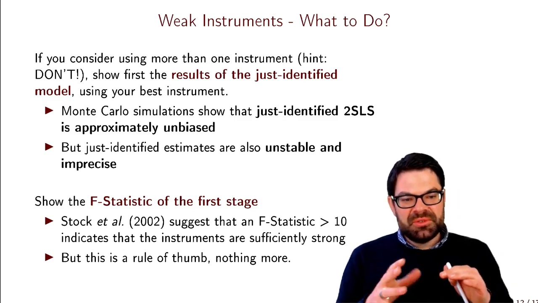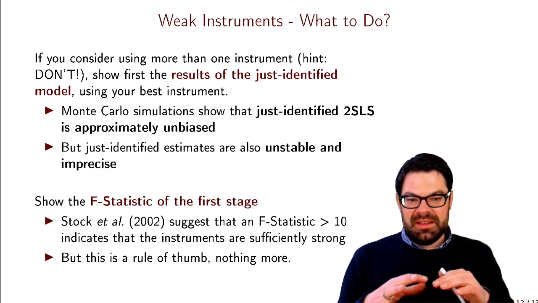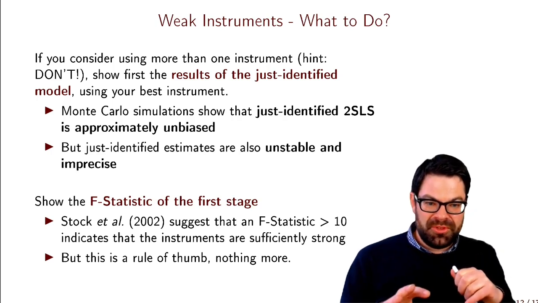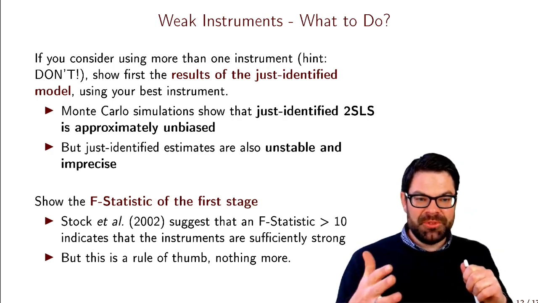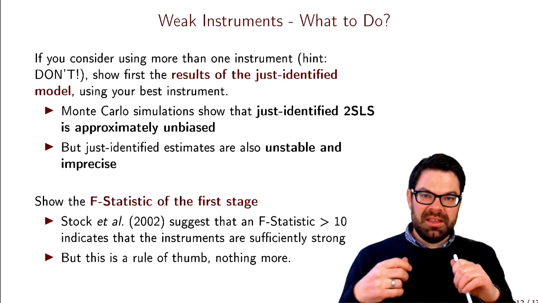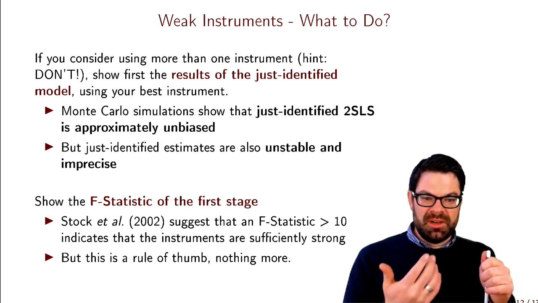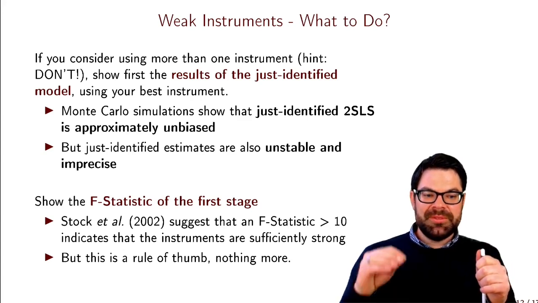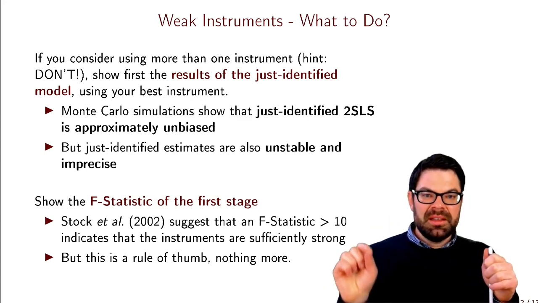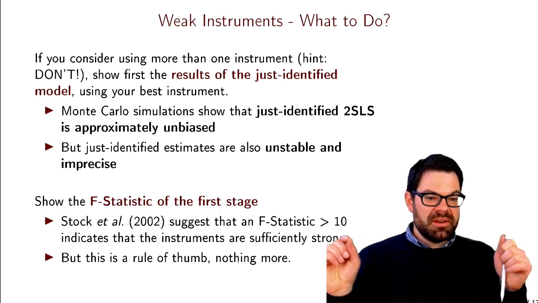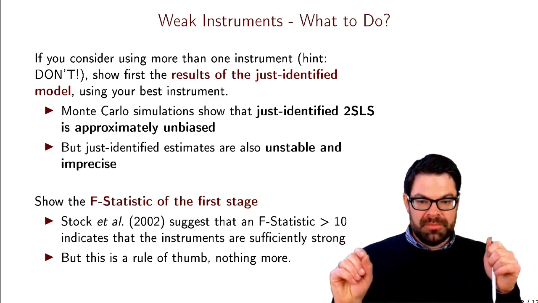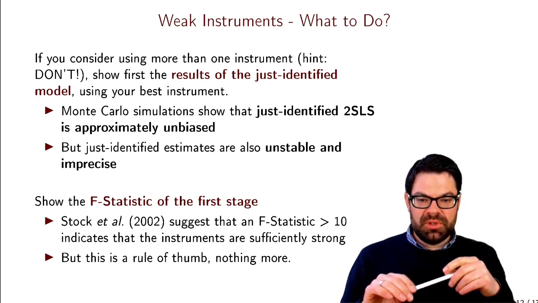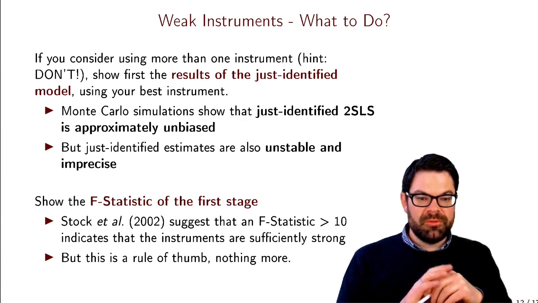Until the mid-2000s, the literature had pretty much converged towards a rule of thumb. That rule of thumb was that if the F statistic of a test of significance of your instruments in the first stage is greater than 10, that means that the instruments are sufficiently strong. That's what a paper by Stock et al. has shown, and also previous papers by that group of authors.